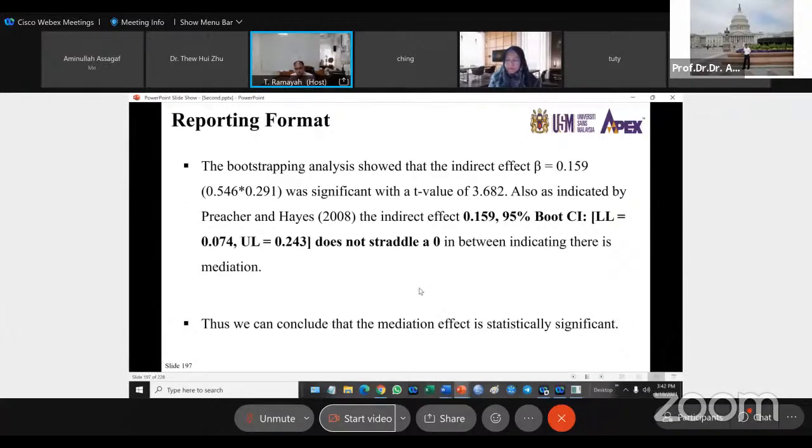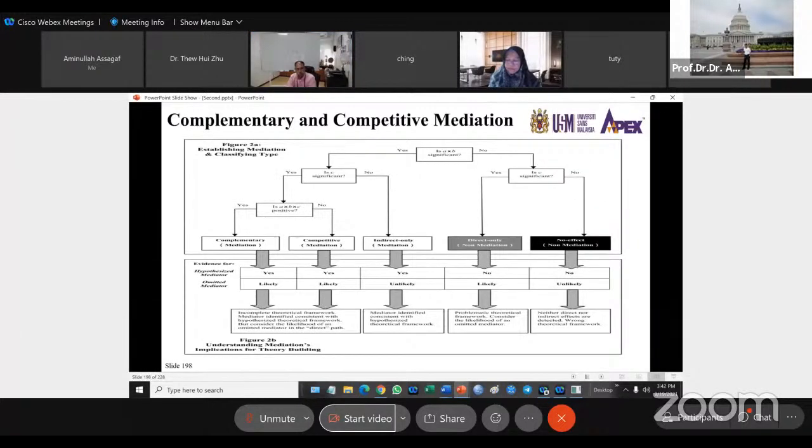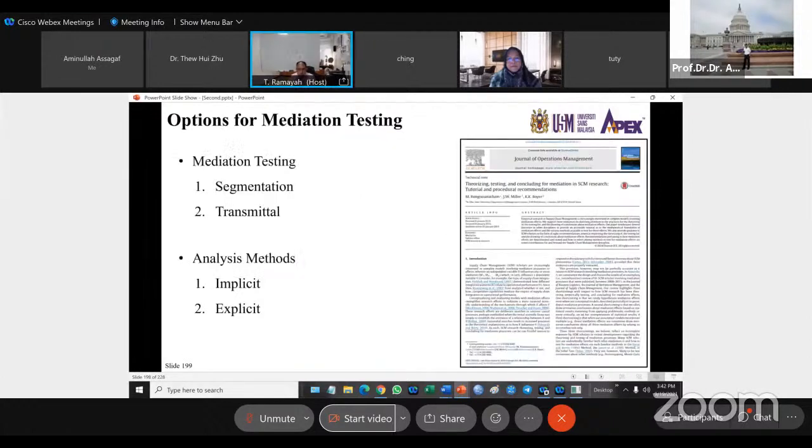In the paper by Zhao et al., they also talk about this complementary and competitive mediation. I don't like to do this, but just in case your reviewer asks you to do that, you can follow this flow chart to decide whether you have competitive mediation or complementary mediation.